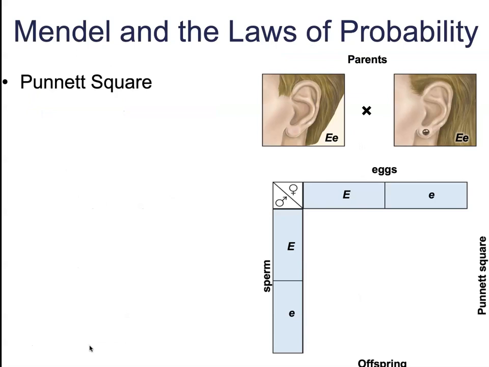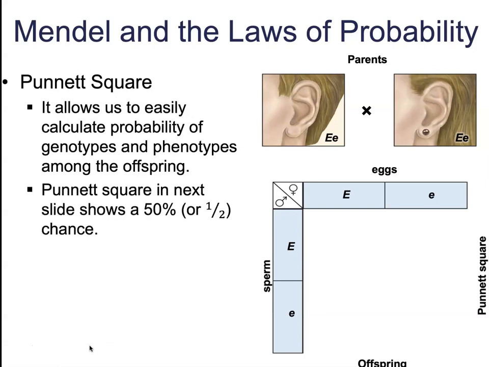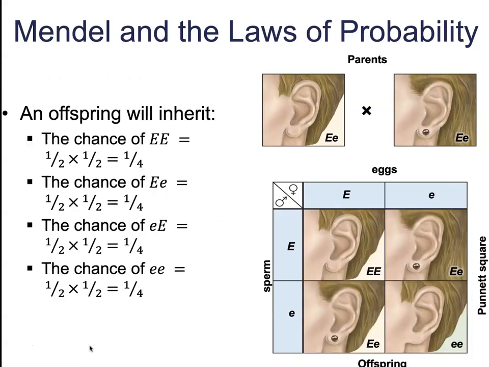Here we have a Punnett square where we're looking at the probability of attached versus detached earlobes. This is going to allow us to calculate the probability of genotypes and phenotypes among the offspring. The Punnett square on the next slide is going to show a 50-50 cross for attached versus detached earlobes.